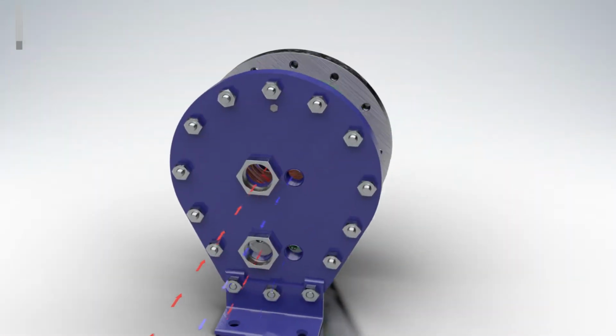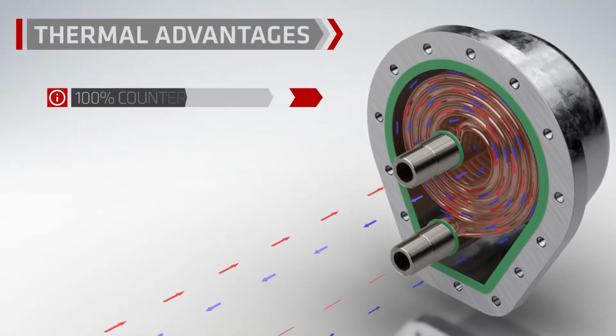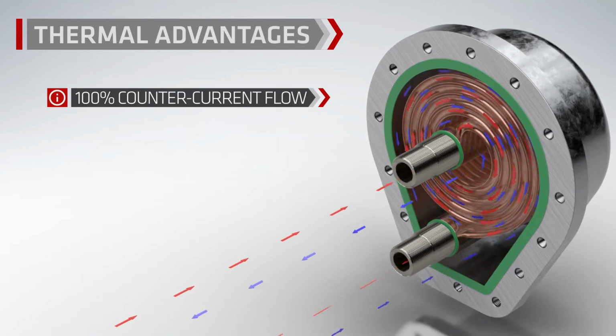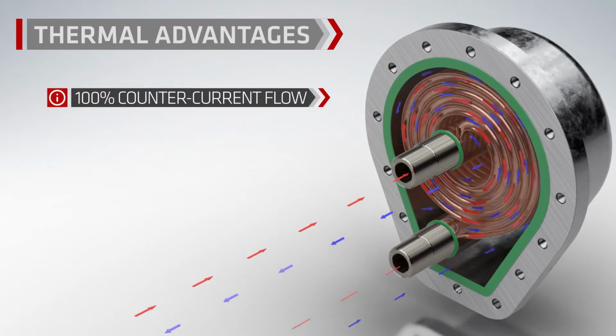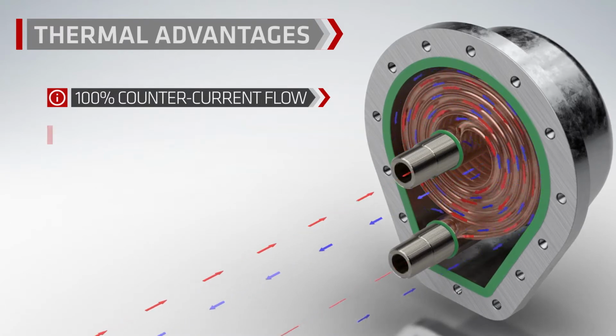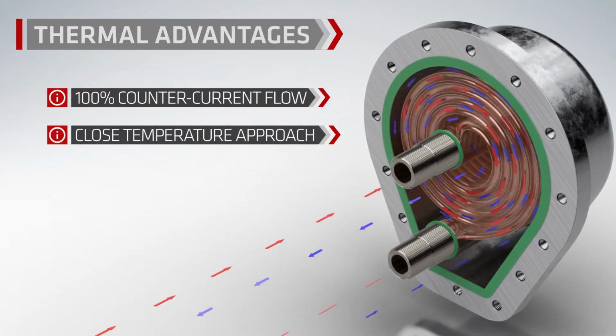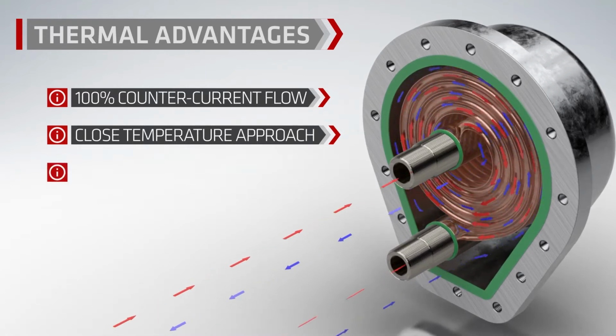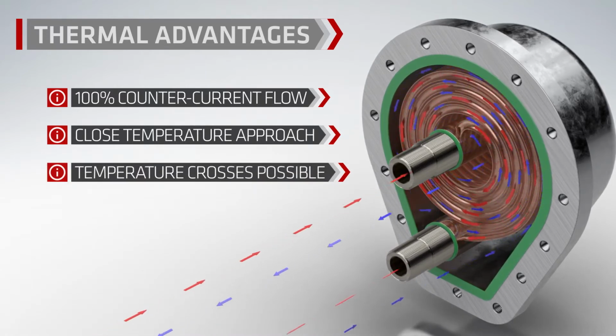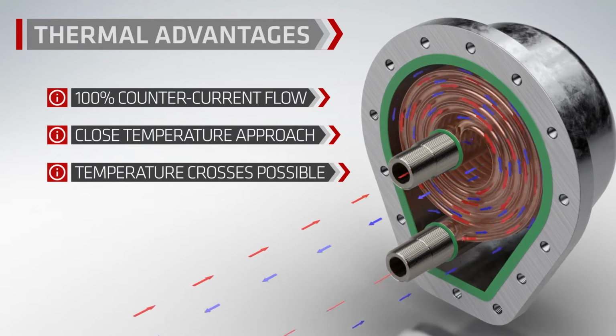The design of the Heliflow heat exchanger enables 100% true countercurrent flow. The spiral tube path further enhances heat transfer due to increased Dean number. We provide close temperature approaches, typically within 5 degrees Fahrenheit of the opposite fluid. Temperature crosses are also possible, unlike many heat transfer technologies.